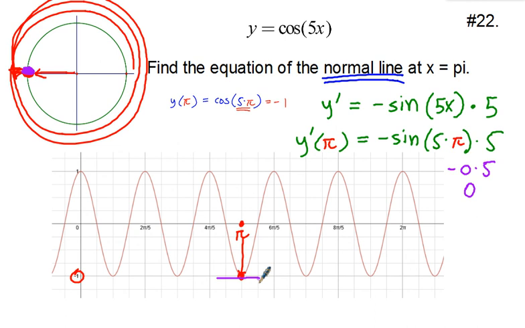Now we draw the normal line, which, remember, just means perpendicular to the tangent line. And since the tangent line itself is horizontal, the normal line is vertical, so we just write down the equation of the vertical line, which is x equals pi. And that's the solution to this problem.